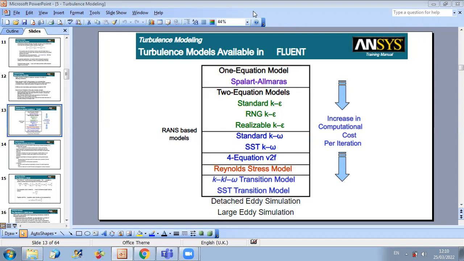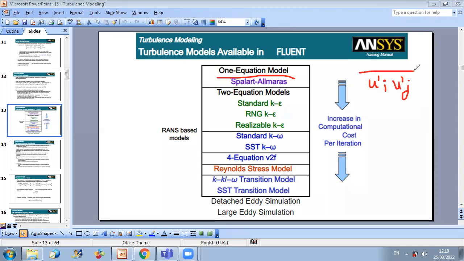Okay, and as we said, we started first with the one equation model. If you remember, when we did the averaging of the Reynolds stress of the Navier-Stokes equation, a new term related to the fluctuation of velocity was added. To model turbulence, we have terms like u prime i, u prime j bar, and we need to model this term.